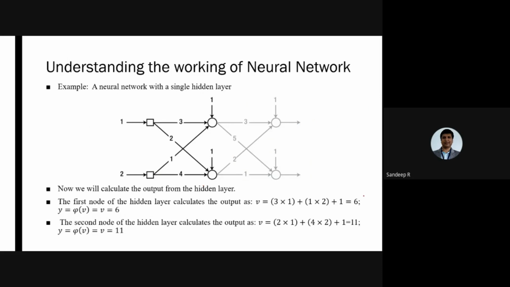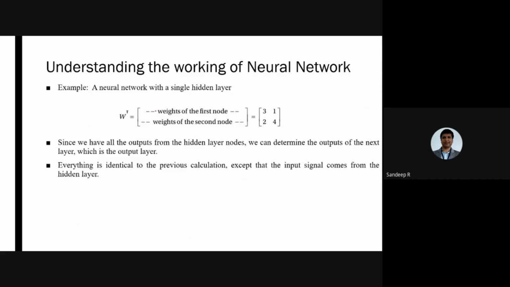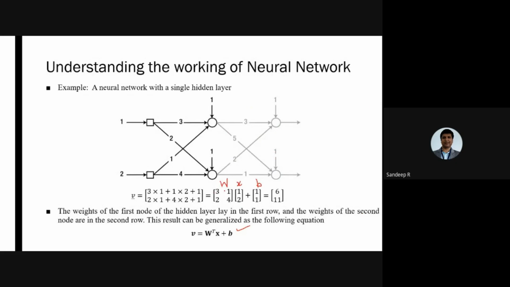You have seen it, 6 and 11, which is highlighted here, and here the same thing. I've just written it in the form of a matrix. Now we can write this. These are the weights, and these are the input, so X, and these are the biases. So we get this equation: V is equal to W transpose X plus B. And then I hope you remember 6 and 11 as the output. And then this is a generic formula: weights of the first node, weights of the second node.